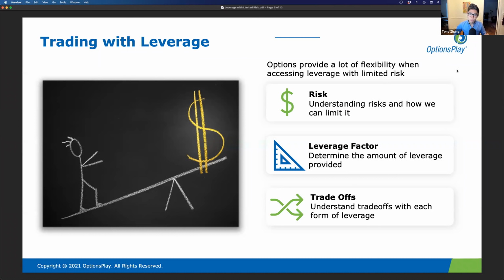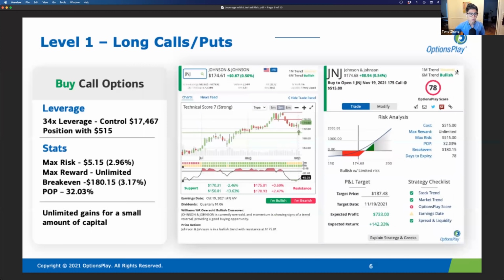And this is by no means an exhaustive list. This is just scratching the surface, because you can get far more creative and far more complex if you want to, but hopefully today will give you the building blocks, the foundation that you need to continue your options trading into more advanced strategies. So I'm going to start off with the simple option strategy that most of us are familiar with.